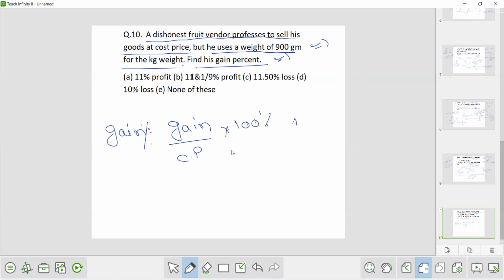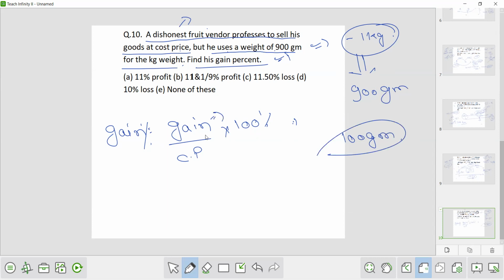Now, what is gain? A dishonest fruit vendor professes to sell his goods at cost price. So the fruit vendor is dishonest and he promises that he is selling the goods at the cost price. But in the real world it is never possible, because he uses a weight of 900 gram. So he says that he is giving you 1 kg, but in actual he is only weighing 900 gram. So his profit is 100 gram. So his gain is 100 gram.